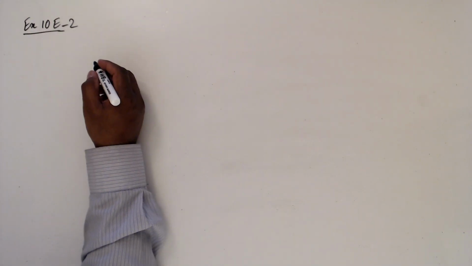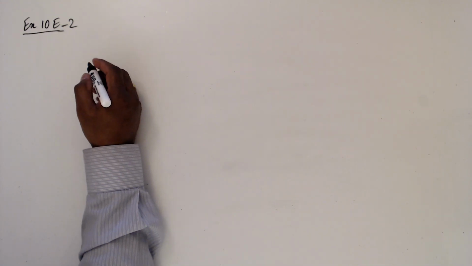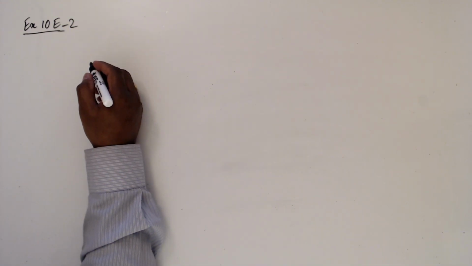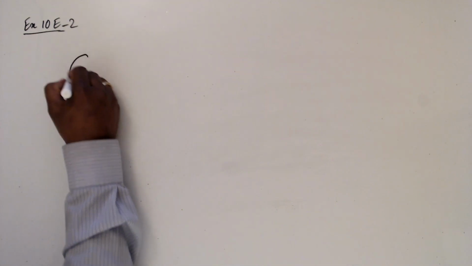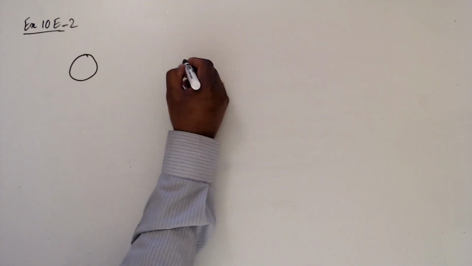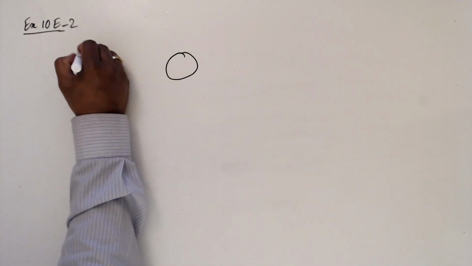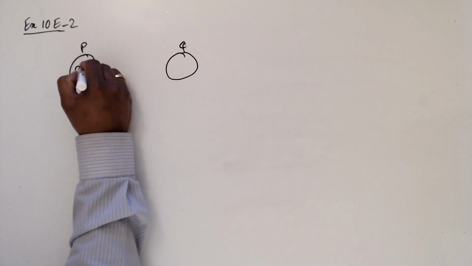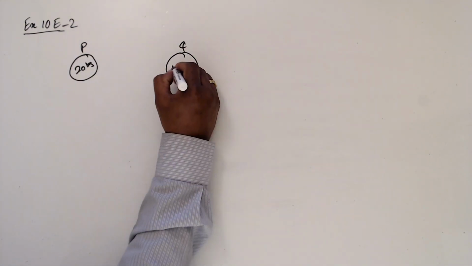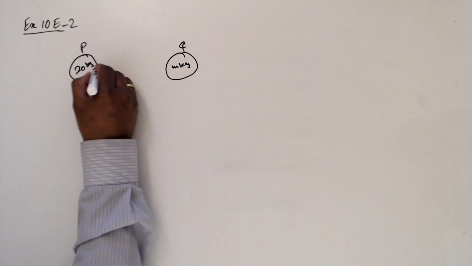Question number 2. Two particles P and Q, mass 20 kg and m kg, are connected by a light inextensible rod. So this is not a string, this is a rod. Okay, so this is P and this is Q. P and Q. So 20 kg and m kg, and this is a rod.